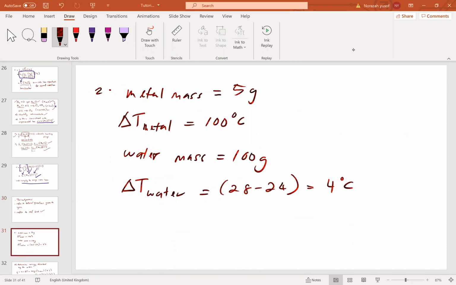So let's look at the second question. A 5-gram mass of a metal was heated to 100 degrees Celsius and then plunged into 100 grams of water at 24 degrees. The temperature of the resulting mixture became 28 degrees. So we take out all the information here: the mass of metal, the change of temperature of metal, water mass, and the change of temperature of water.